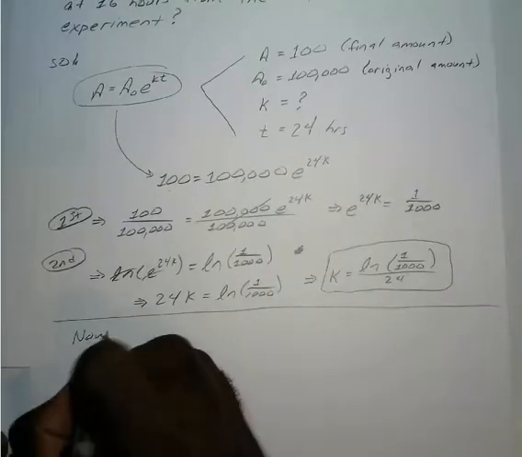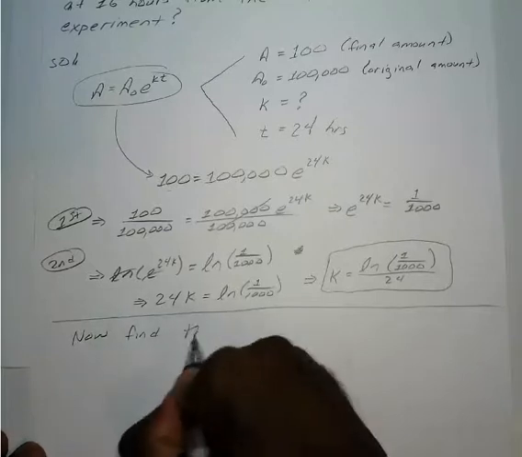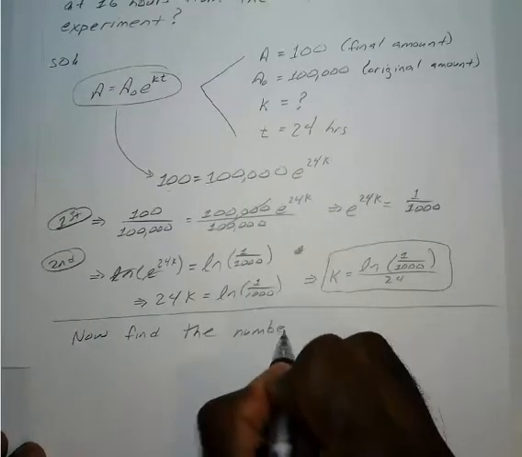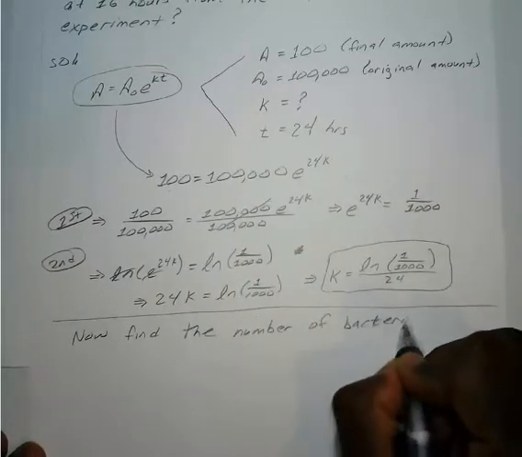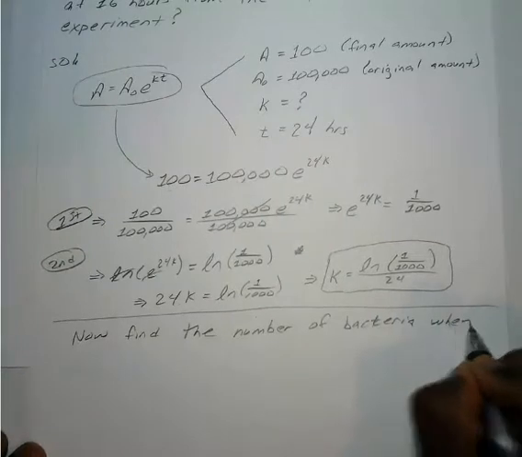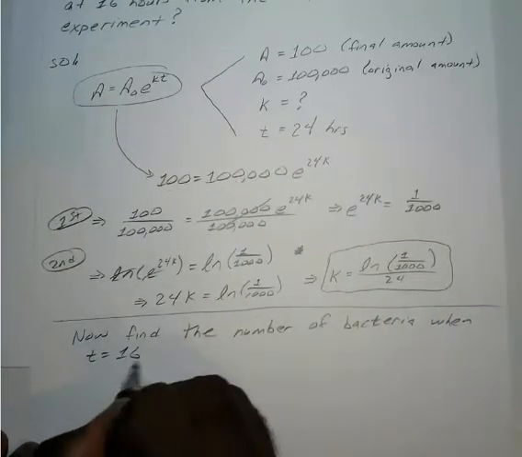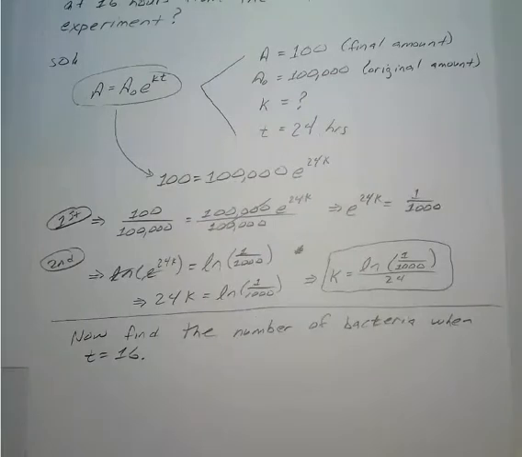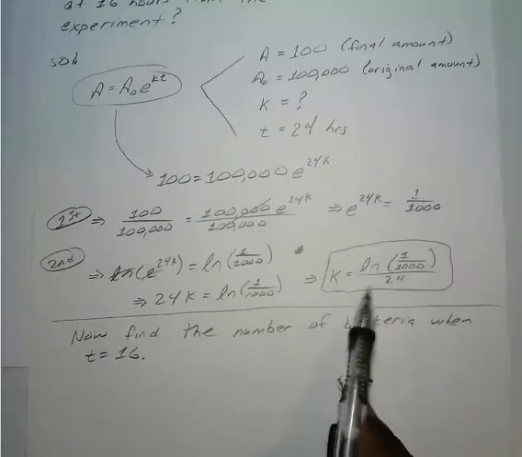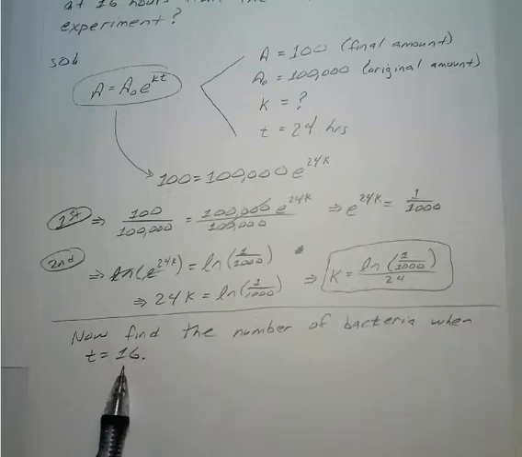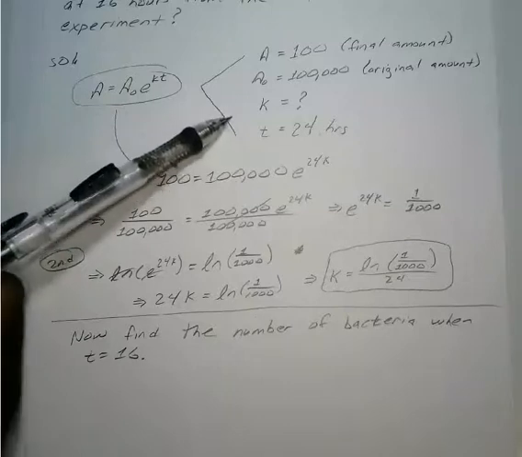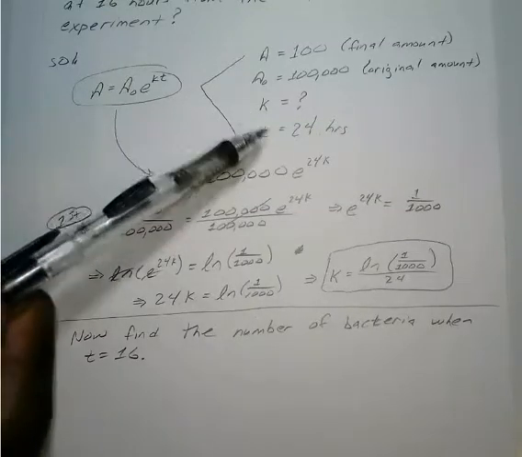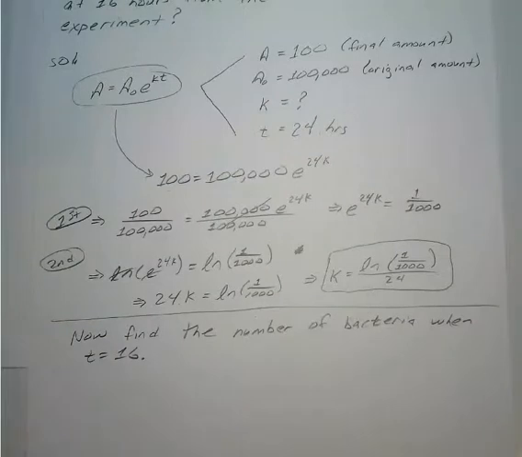Okay, now find the number of bacteria when t equals 16. Okay, so now that we have our rate, it's a complicated rate, but it's a rate. We now find the value when t is equal to 16. So really, we use everything up here that's exactly the same, except we replace the k with that value. And the 24, we replace that with 16.